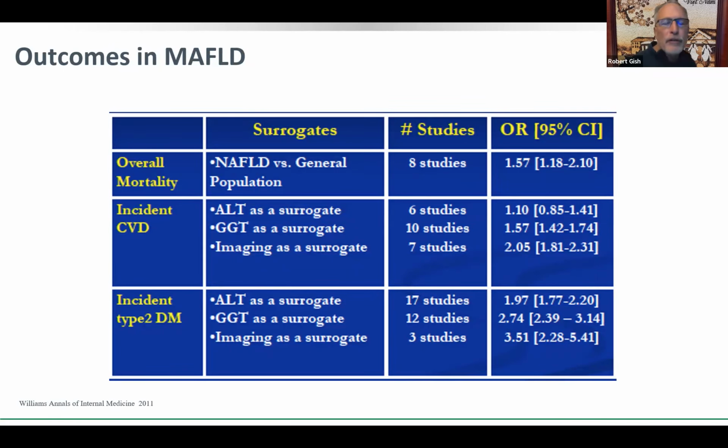GGT is one of my favorite liver enzymes. I hope your whole team is using the correct terminology for AST and ALT. These are not liver function tests. These are liver enzymes. And here you have GGT as a surrogate for cardiovascular disease, stroke, myocardial infarction, and heart failure. GGT is a cornerstone of your liver assessment, but also correlates with progressive cardiac disease.